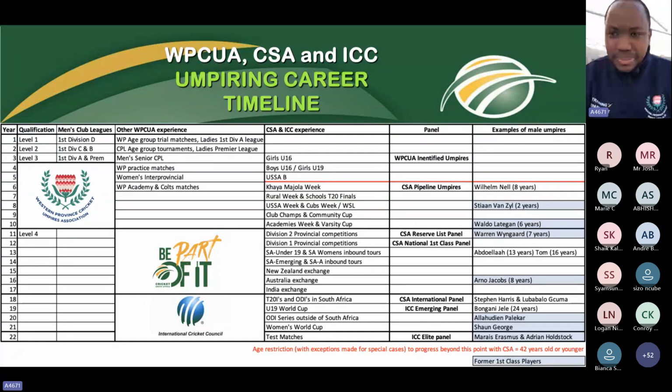Warren Weingard, also in the right-hand column, is a former first-class player. It took him 7 years to get to that level. Abdullah and I, we have been umpiring for a lot longer than Wilhelm and Warren. Abdullah has been umpiring for 14 years now, and I've been umpiring for 17 years now.